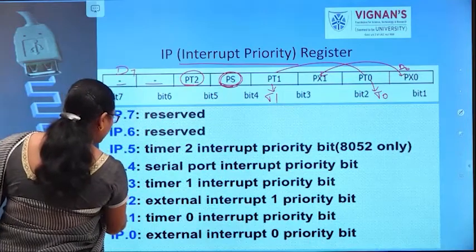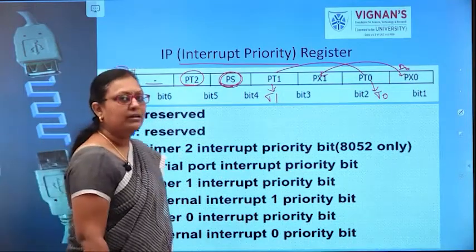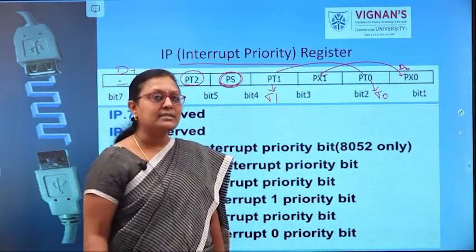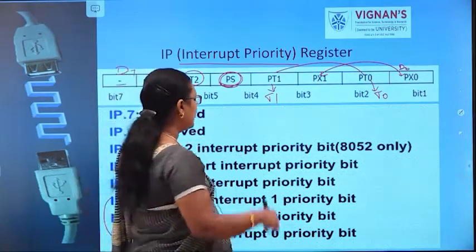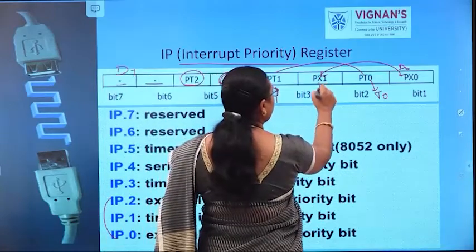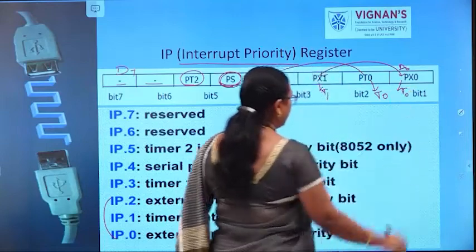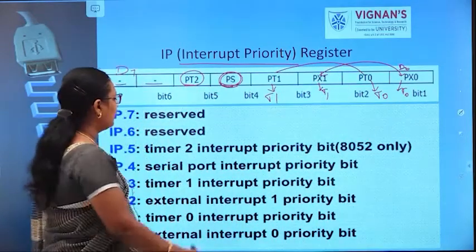Okay, that is these 2 bits. So this is PX0, PX1 is nothing but the external interrupt pin. So external interrupt priority for timer 1 and external interrupt priority for timer 0 bit. Okay, so this is given over here.